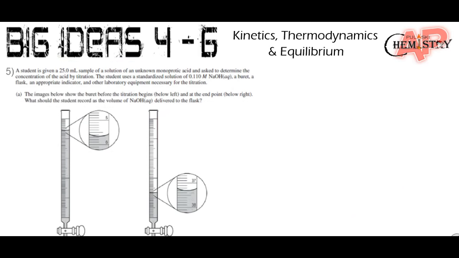All right, our fifth problem is a lab problem, more or less. It says a student is given a 25 mL sample of an unknown monoprotic acid and asked to determine the concentration by titration. The student uses a standardized solution of NaOH, a burette, a flask, an appropriate indicator, and other lab equipment necessary. A, the images below show the burette before the titration begins and at the end point. What should the student record as the volume of NaOH delivered to the flask?